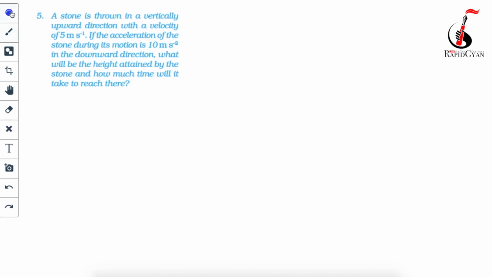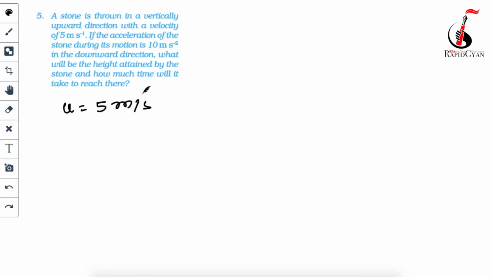Next question is saying, let's read this question first carefully. A stone is thrown in a vertically upward direction with a velocity of 5 meter per second. If the acceleration of the stone during the motion is 10 meter per second square in the downward direction, what will be the height attained by the stone and how much time will it take to reach there? So see guys, let's start writing the observations. The first observation is that a stone is thrown vertically upward with a velocity of 5 meter per second, means initial velocity is 5 meter per second.